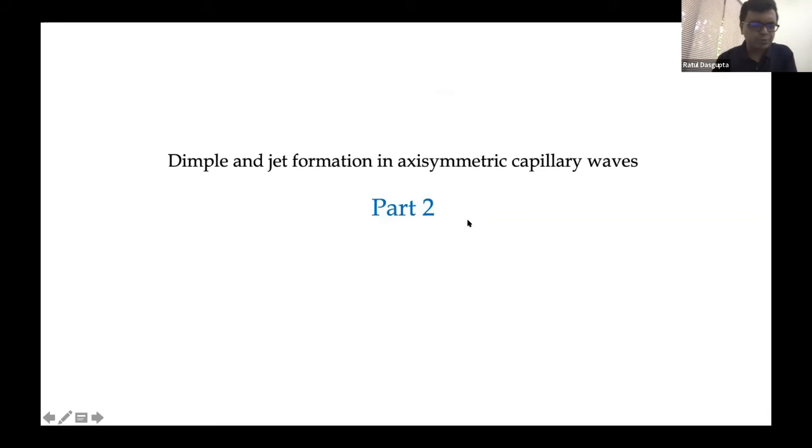So this is a good point to pause, and if anybody has any questions regarding what I have so far, because now I'm going to shift gear and go on to purely capillary waves, where I'll explain the same phenomena, but you will find that it's easier to understand the physical origin of these dimples and these jets when we drop gravity from the problem. The theoretical description becomes a little bit easier. Okay, so if there are any questions, you can ask me at this point.